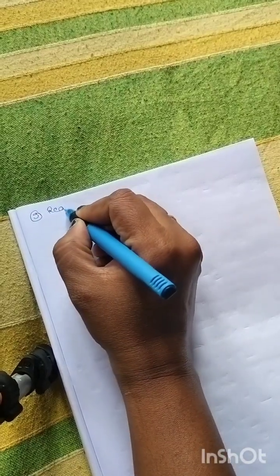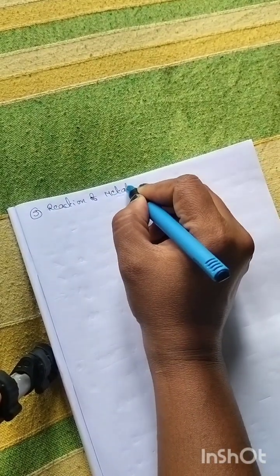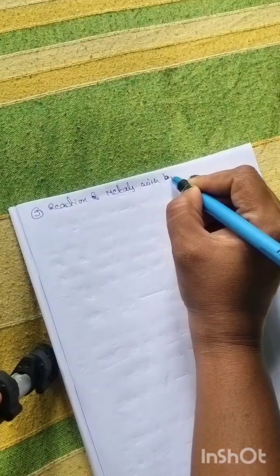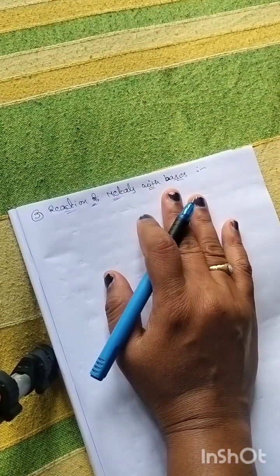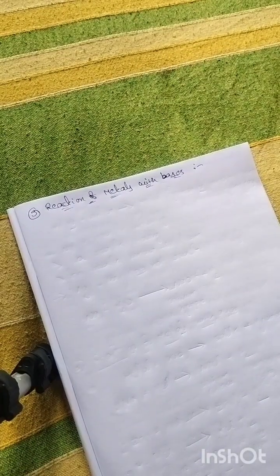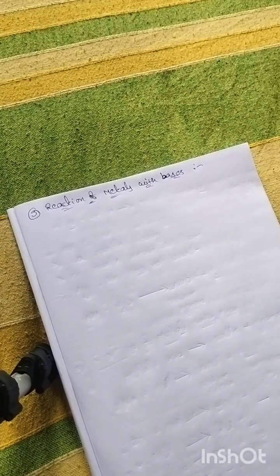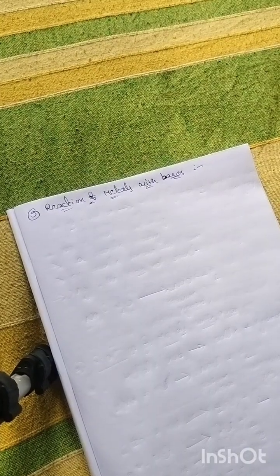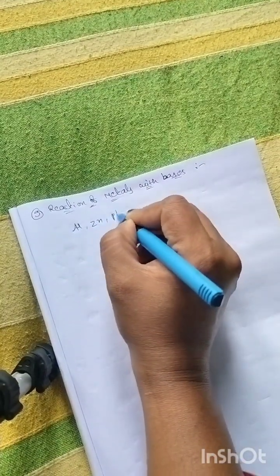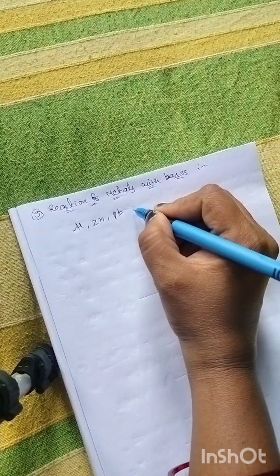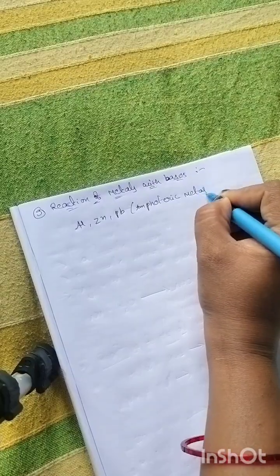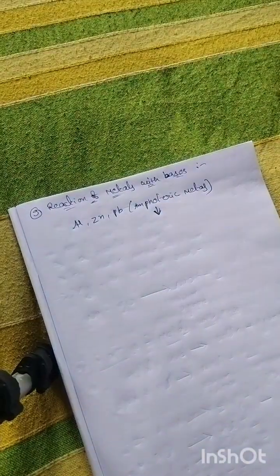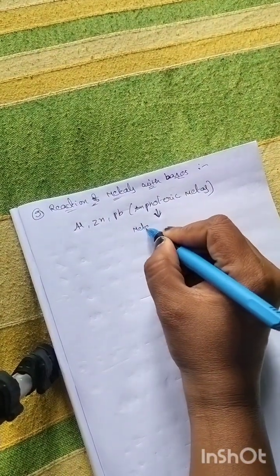Next, coming to the fifth chemical property: reaction of metals with bases. Do you know which products are formed when metals react with bases? Anyone of you? Here, one important point: not all metals react with bases. Keep it in your mind.